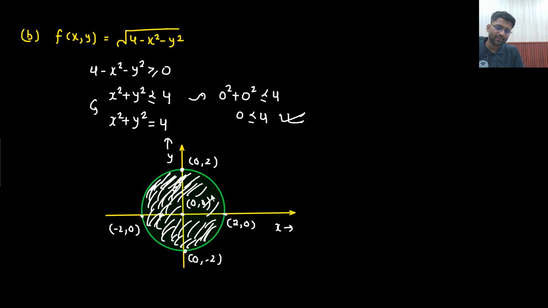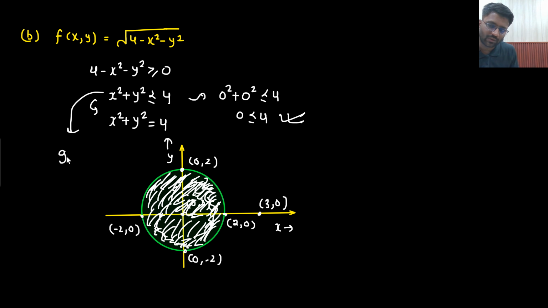Say yes or no? Yes, that's it. This whole region will be accepted. Now someone will say, sir, let's just put a point outside. Let's put a point. This point is 2, so this point will be 3, 0. Let's put 3, 0 in this equation.